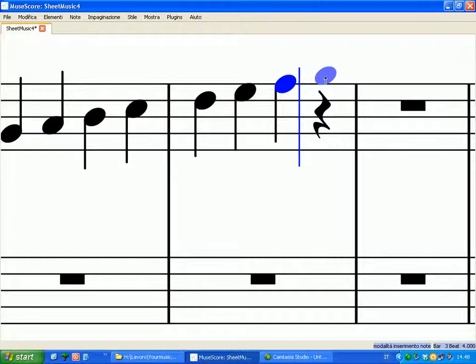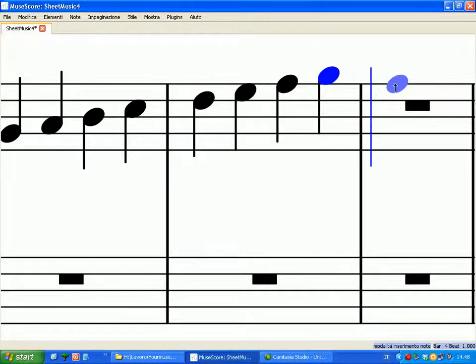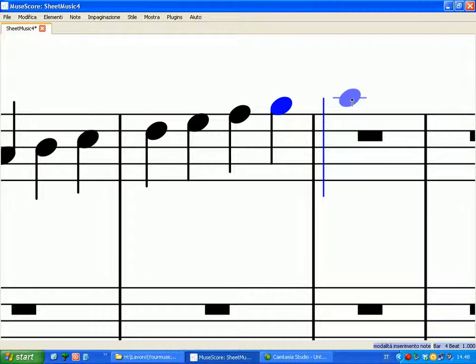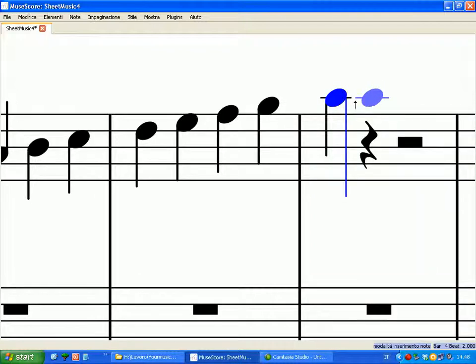I go outside of the pentagram, of the staff. Now I'm writing it on the space above the fifth line. Then again I have to use the ledger line, because now I no longer have any other line. So now I have to use the first ledger line, we can call it. Then this is the A note. Then if I want to move to the next higher note, I have to write it above the ledger line.